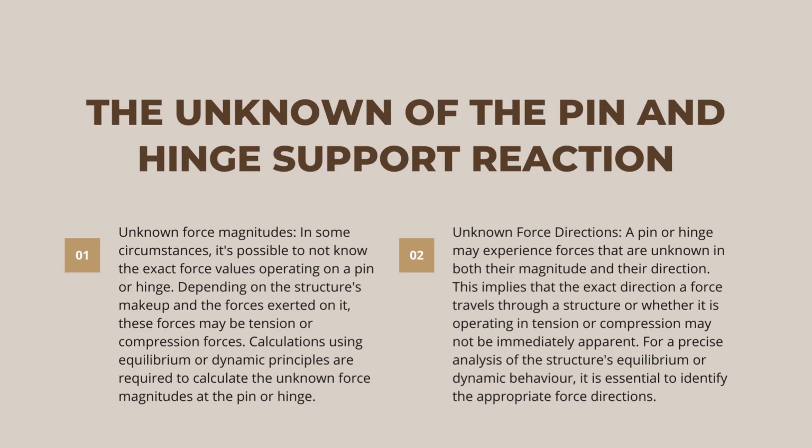The second unknown is the force direction. A pin or hinge may experience forces that are unknown in both their magnitude and their direction. This implies that the exact direction of force travel through the structures, whether it is operating in tension or compression, may not immediately appear. For a precise analysis of the structure's equilibrium or dynamic behavior, it is essential to identify the appropriate force direction.